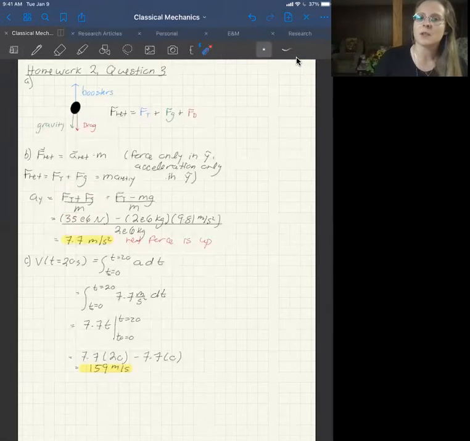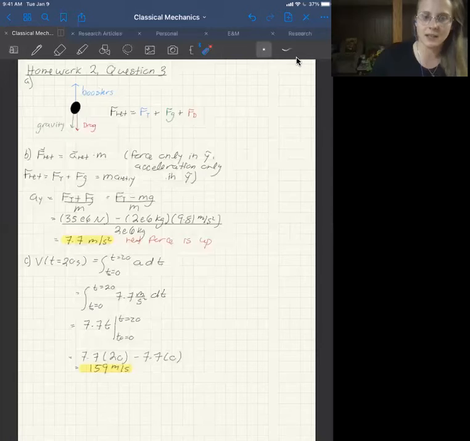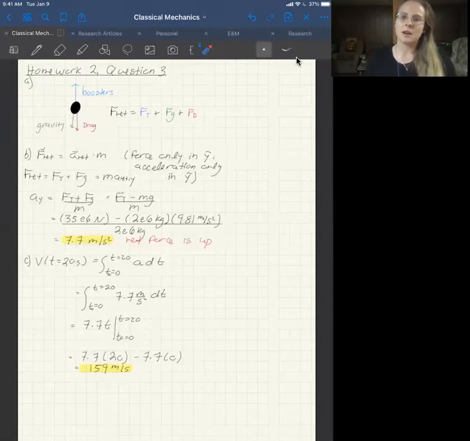I know that the force of gravity is equal to negative mg, so I can plug that in. And then I'm given values for the force of the boosters and the mass. Little g is a constant. So plugging in all those numbers and solving gives you an acceleration of 7.7 meters per second squared.